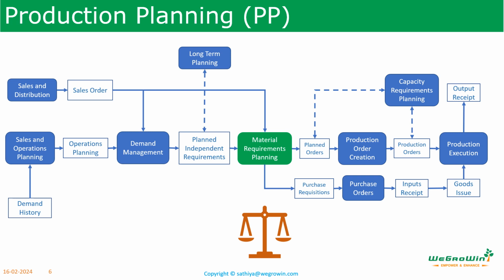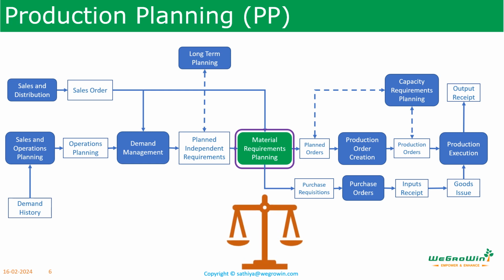MRP plans dependent requirements to meet the independent requirements from the market. MRP acts as an engine to the entire process. It balances demand and supply. Material requirements planning, MRP, creates the dependent requirements to meet the independent requirements and customer orders. As we see here, it is a link between demand and supply. It is very important to understand. MRP is very, very critical to have proper availability of material.